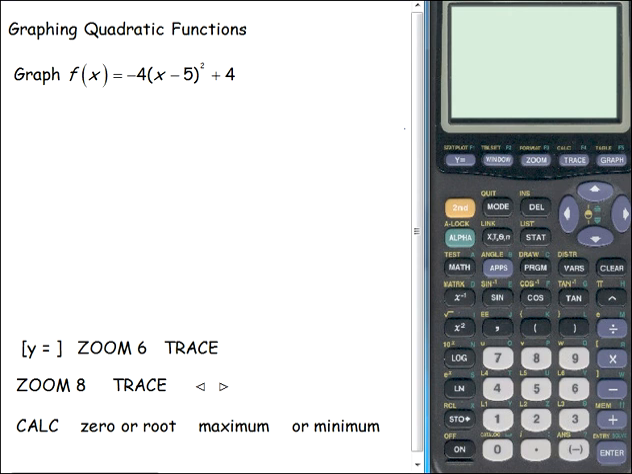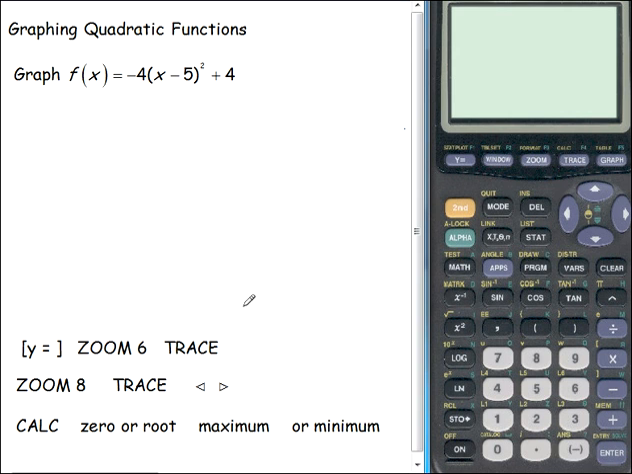In this short video, we're going to see how to use the calculator to graph quadratic functions. The function that I'm looking at right now is in standard form for quadratic. The function does not need to be in standard form for quadratic to find these things out using the calculator. It can be in any form at all.